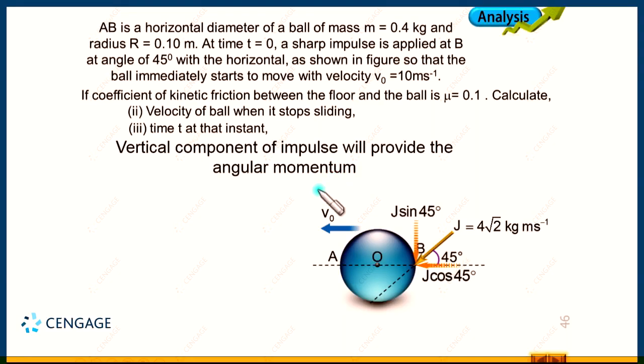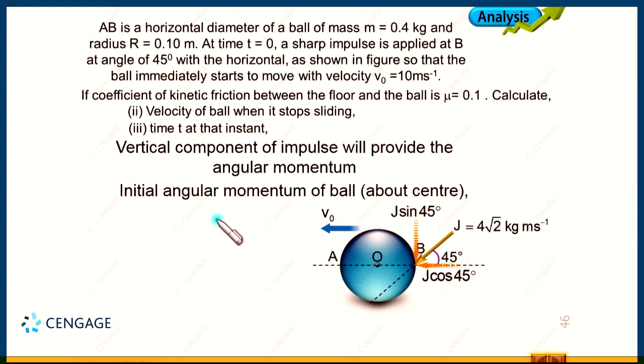And let us find the initial angular momentum of the ball. We can observe here the angular impulse about the center of the ball is J sin 45 multiplied by r, and let the angular velocity of the ball just after the impulse be omega naught. So we can write J sin 45 multiplied by r equal to I multiplied by omega naught, right.